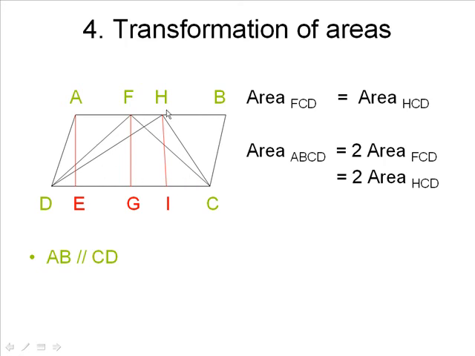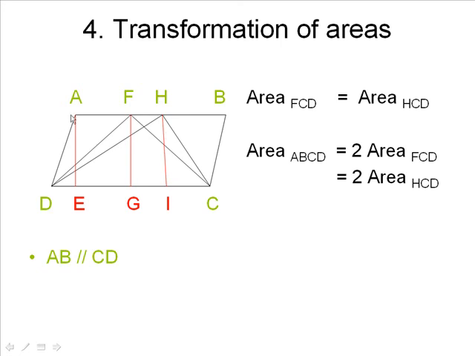should be equal, because the area of a triangle is half of the base times the height, and they have the same base CD, and they also have the same height, because these two are parallel lines. The distance between two parallel lines is always the same. So we proved that these two triangles have the same base and same height. By the formula, their areas should be equal.